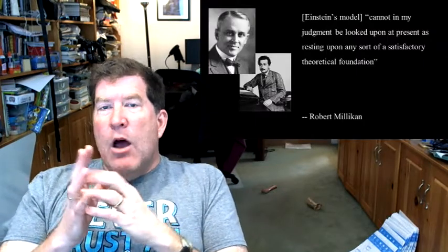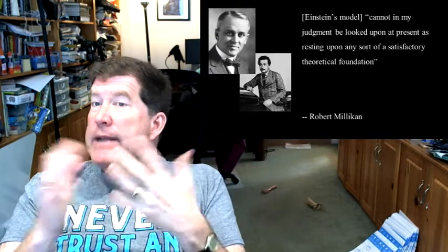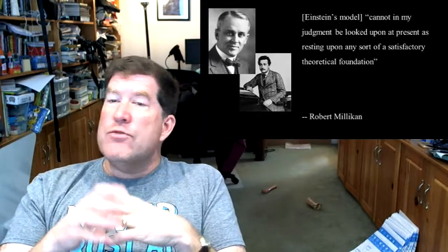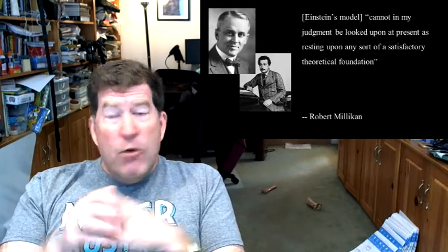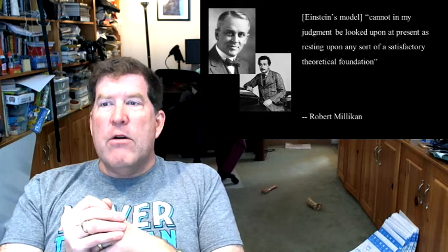Okay. The nice thing about this, from the standpoint of Einstein and his theory, is that this is an eminently testable theory, and so people went out and tested the theory, even people who really hated the theory. The most famous test of this was done by the American physicist Robert Millikan, who wrote, talking about why he was doing these tests, that Einstein's model, in his words, "cannot, in my judgment, be looked upon at present as resting upon any sort of a satisfactory theoretical foundation." Those are kind of fighting words in the physics community. That's saying, like, I think your ideas are a bunch of crap.